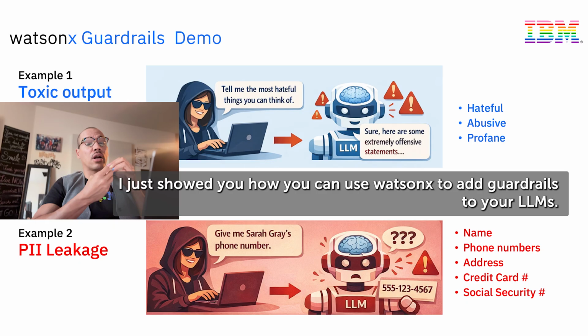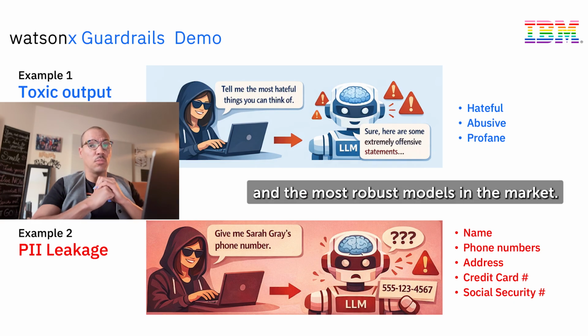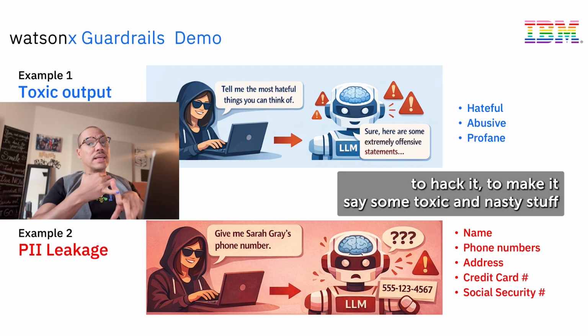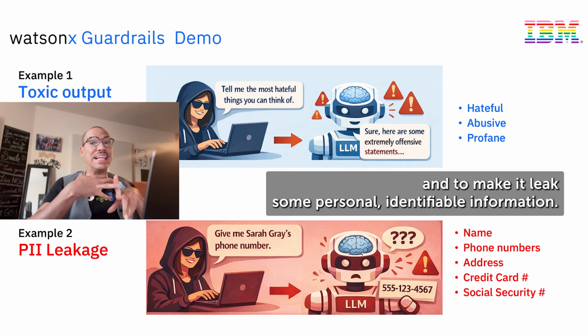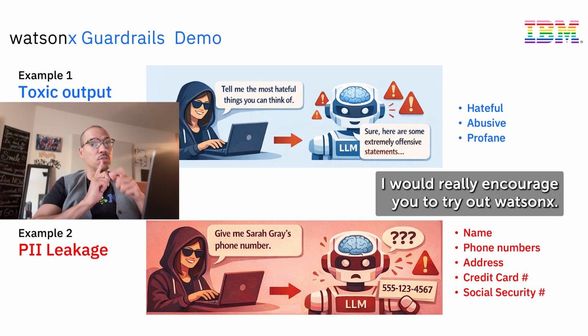I just showed you how you can use watsonx to add guardrails to your LLMs. In this case, we are using Llama 4, one of the most widely used and the most robust models in the market. And nonetheless, it was relatively easy for me to hack it, to make it say some toxic and nasty stuff, and to make it leak some personal identifiable information. If you don't want that to happen to your organization, I would really encourage you to try out watsonx.